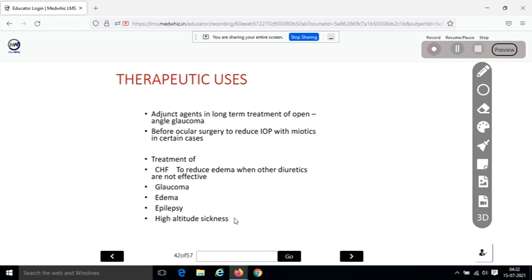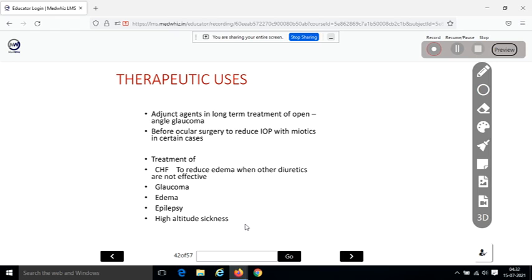These are also used as adjuvants for the treatment of epilepsy, in hypokalemic periodic paralysis, and to increase urinary phosphate excretion in hypophosphatemia.